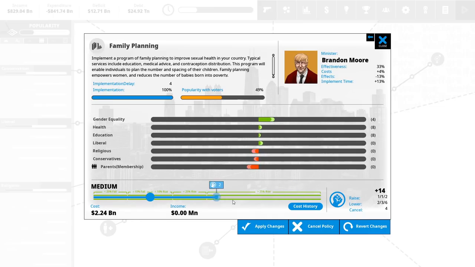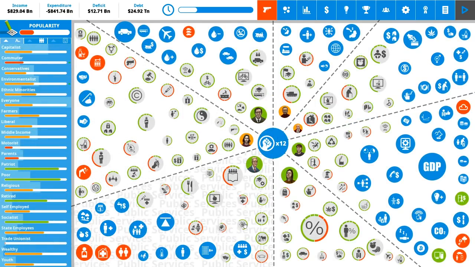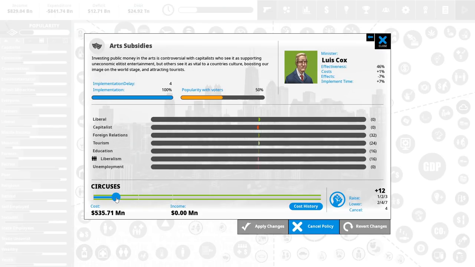Here we go, family planning. Whack that up a bit because, yes, education, medical advice, contraception, distribution. That's going to be some good stuff for health. In fact, that's a massive increase in health right there. Though it will take like 2 years to start feeding through. But go on, we're going to make that happen right there. Then we're going to get ourselves some, where are the arts? We're going to get some art subsidies going on right over there. Oh, that's going to be cheap.